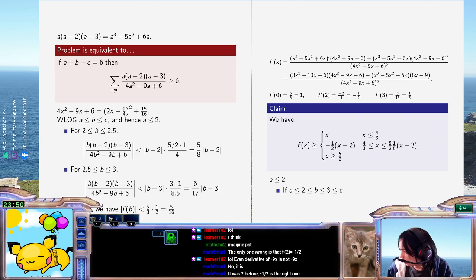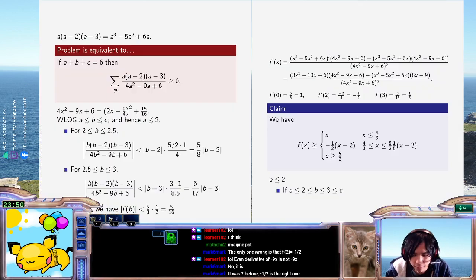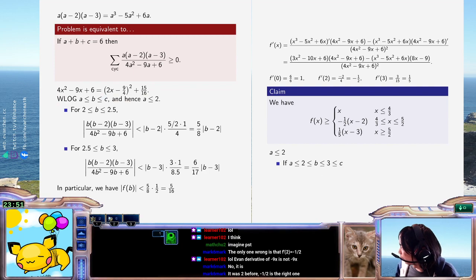Alright, so this is a claim: 1/5 x minus 3. God damn it. I can't type anything correctly. We got this claim by computing the derivative. But the claim is for x, we have something that looks like this. This probably will be easier if I draw a picture. So let's draw a picture to illustrate this.